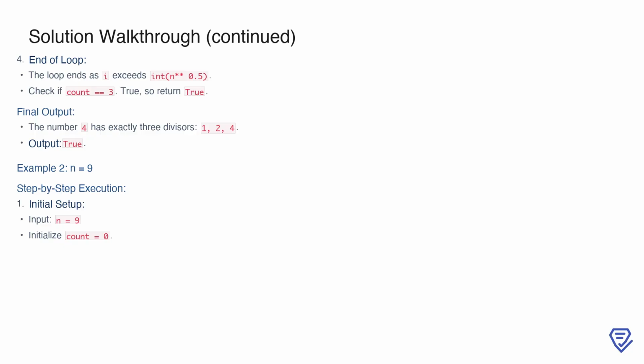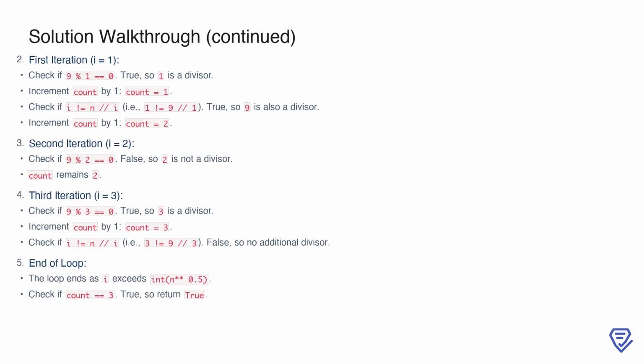Moving on to example 2, where n is 9, we begin by initializing the count variable to 0 once more. In the first iteration of the loop with i equal to 1, we check if 9 is divisible by 1. This condition is true, so we increment our count by 1, making it 1. Then, we verify if 1 is not equal to 9 divided by 1, which is true, so we know that 9 is also a divisor.